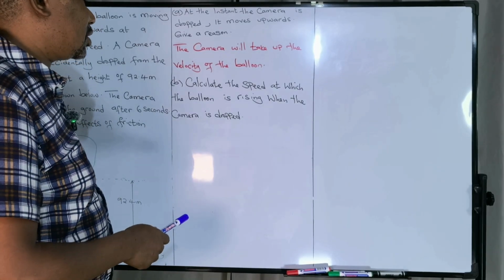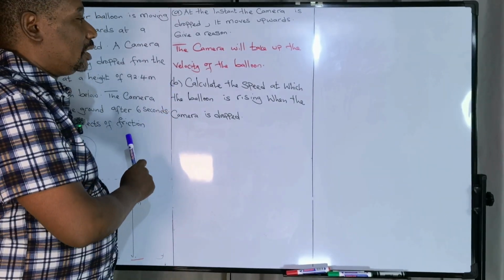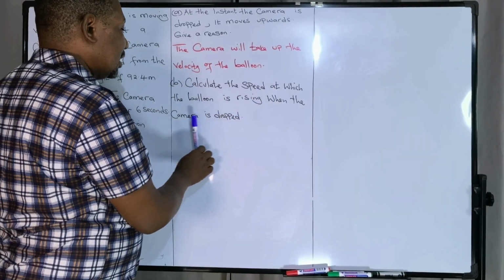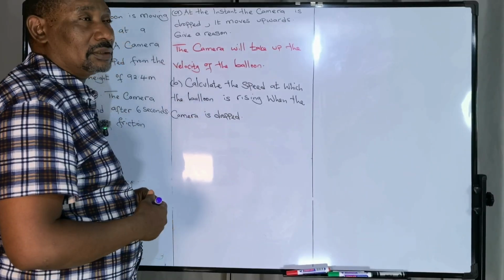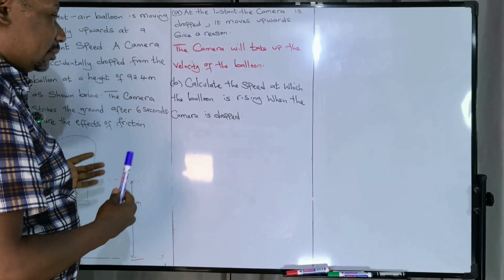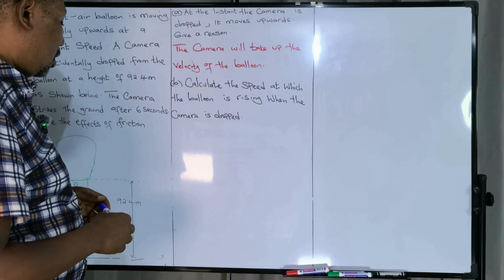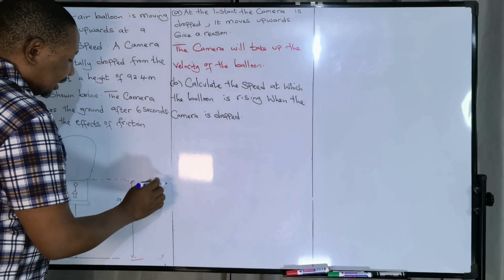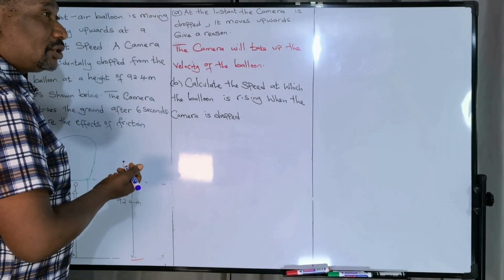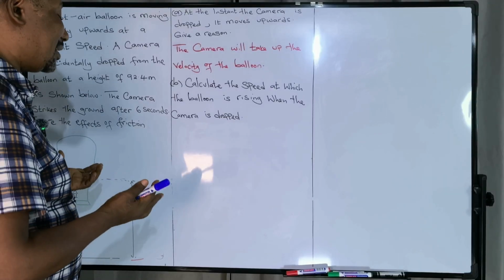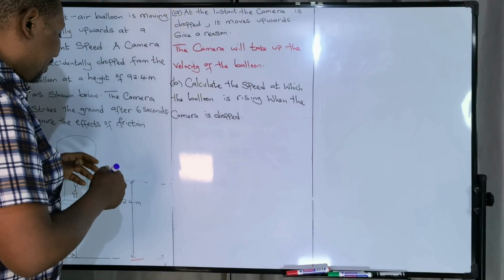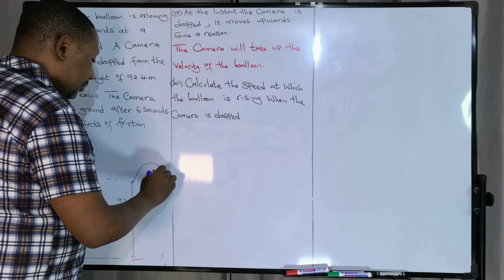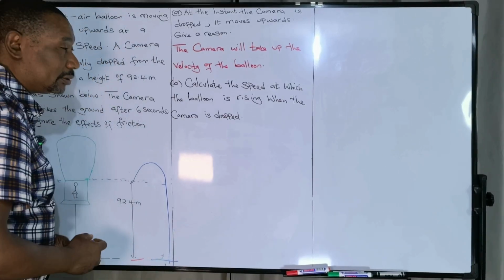So initially, the camera will go upwards. Now we come to Question B. It says that calculate the speed at which the balloon is rising when the camera is dropped. What is the speed? How do you determine it? The best approach here is to go back to our illustration, and we get the trajectory, the path which was taken by the camera. When the camera is dropped, we said it rose upwards, reached maximum height, then dropped and struck the ground.